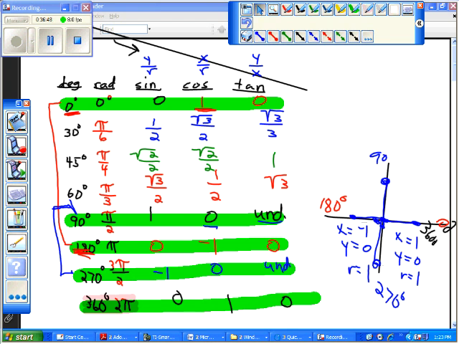And so now we have this trig table to commit to memory. Any questions on that? Perfect timing.